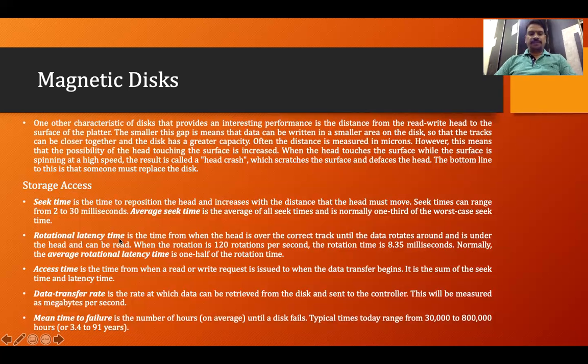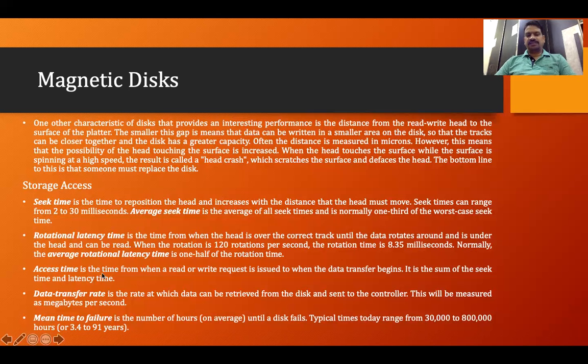Rotation latency time is the time for which the head is over the correct track until the data rotates around and is under the head and can be read. When the rotation is 120 rotations per second, the rotation time is 8.35 milliseconds. The normal average rotation latency is one half of the rotation time. Now, what it wants to say is how much time a track takes to rotate to the normal position, so that the read write head can read the data.